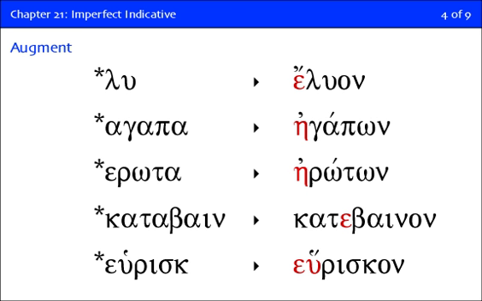In the imperfect, it's heuriskan. In other words, it is very common for initial diphthongs to show no change when they're augmented. Now, sometimes on epsilon, upsilon, the epsilon may go to an eta, but generally initial diphthongs stay the way they are. They don't show the augment.